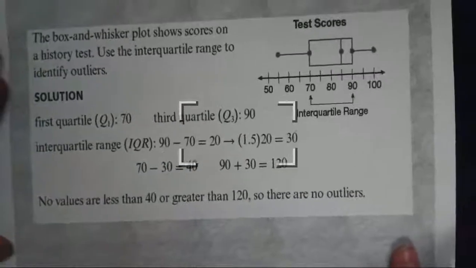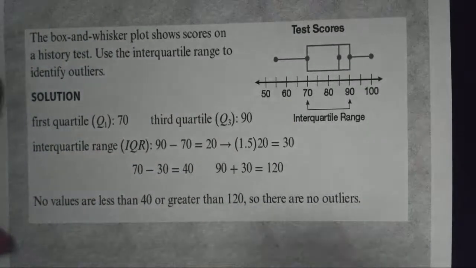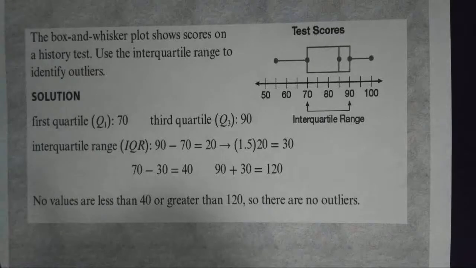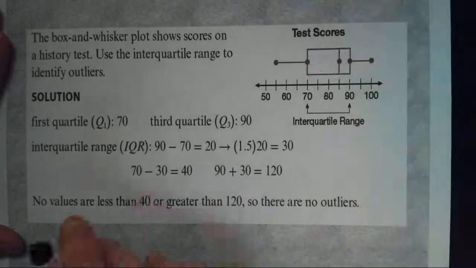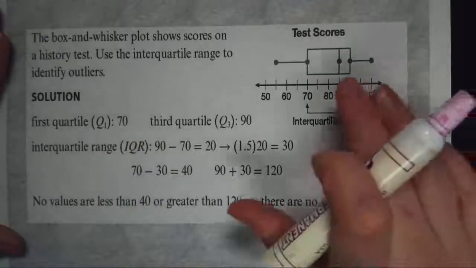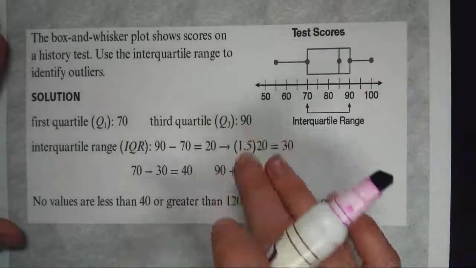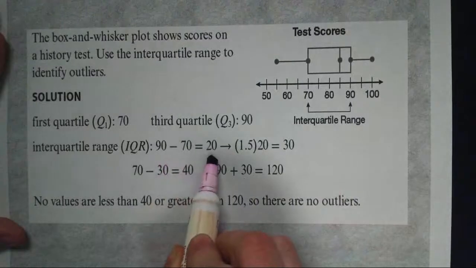And then here's just one more example about using the quartiles and the IQRs to find the outliers. Now, here our box and whisker plot shows scores on a history test, and we want to use the IQR to identify any outliers. Now, we can see from this box and whisker plot that our first quartile is 70, so that's what we have here, and that our third quartile is at 90, so that's what we have here. Now, to find the IQR, we would subtract those two. 90 minus 70 is 20.